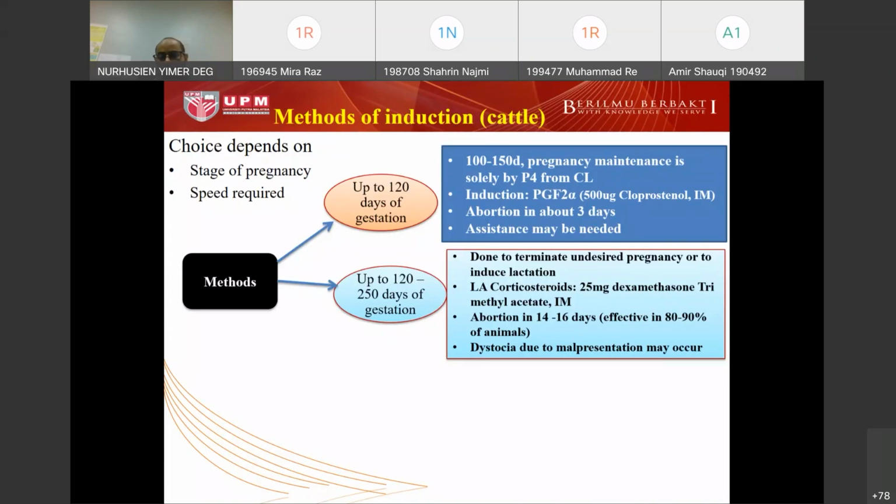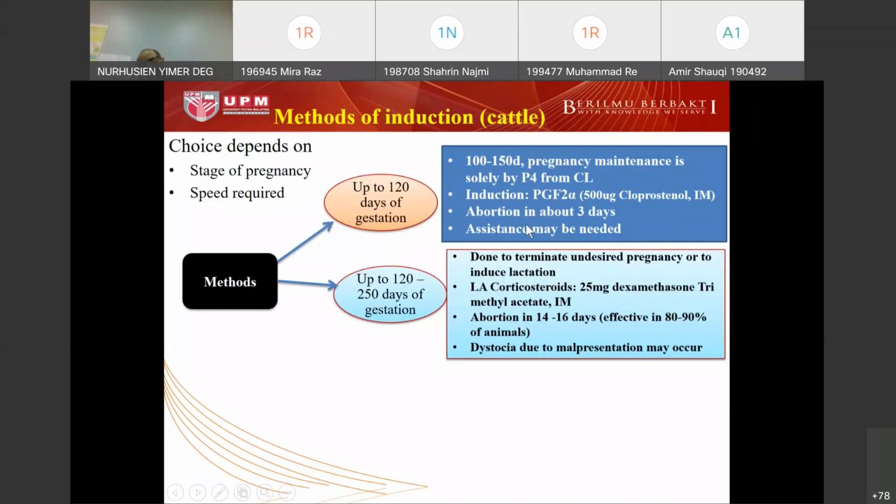So meaning that your target method of choice should be a drug that will be able to regress the corpus luteum and terminate the production of progesterone. And that drug is what? Prostaglandin, right? So we use prostaglandin during this period, and you can succeed in inducing parturition or causing abortion within a period of 3 days, right?